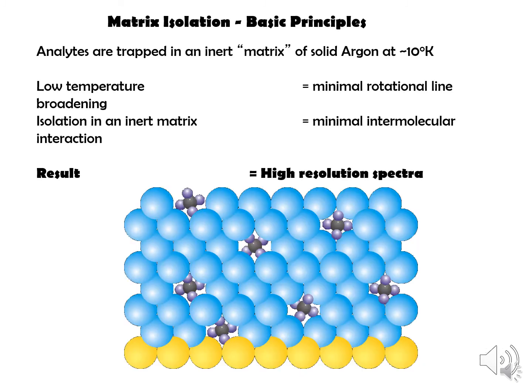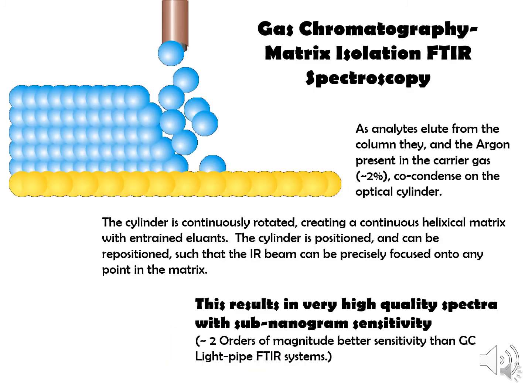And this is kind of the way it looks. Your analytes are trapped in an inert matrix of solid argon at 10 degrees Kelvin. So you have low temperatures, you have minimal rotational line broadening, and the samples are trapped in the matrix, so you have minimal intermolecular interactions going on. In this case, the yellow on the bottom is the gold surface. The blue balls are meant to represent the argon matrix. Then you have the analytes trapped in the matrix.